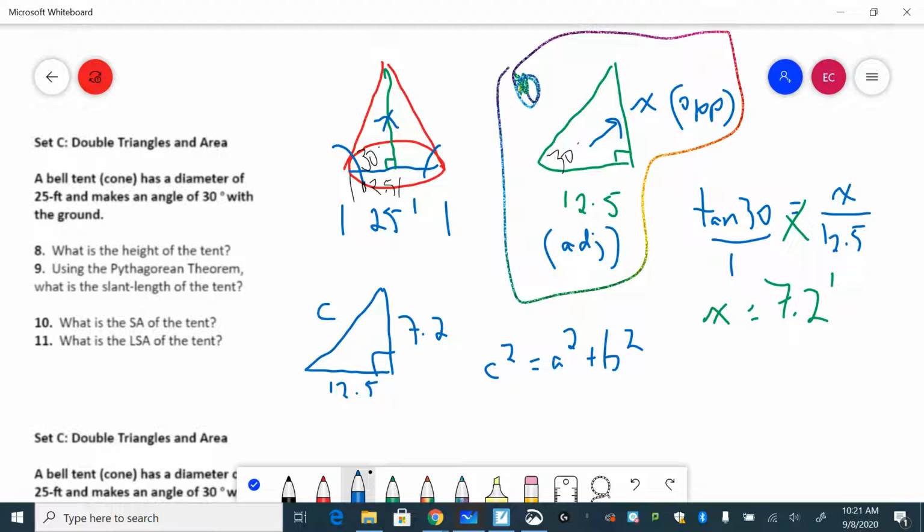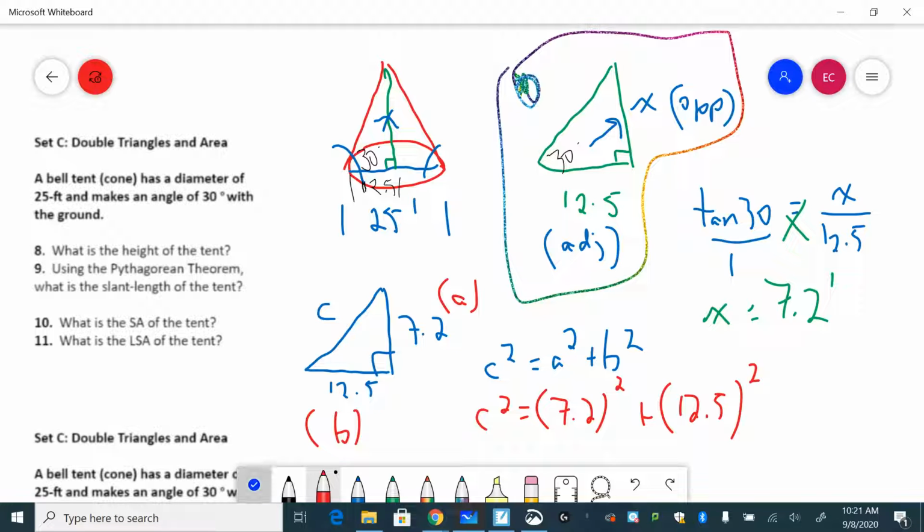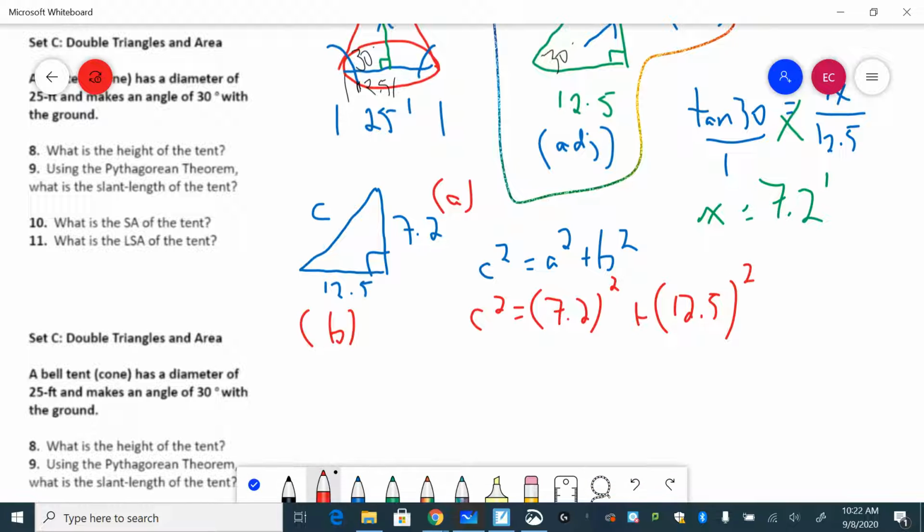So the a and b doesn't really matter where they are. I'm going to put b down here. I'm going to call this one b, and I'm going to call this side a. c matters. c is the slant length. So all you're going to do is sub and solve. So c squared equals a is 7.2 squared, which is the exponent of 2, plus 12.5 squared. So all that means is 7.2 times 7.2. But I'm going to use the exponent button on my calculator.